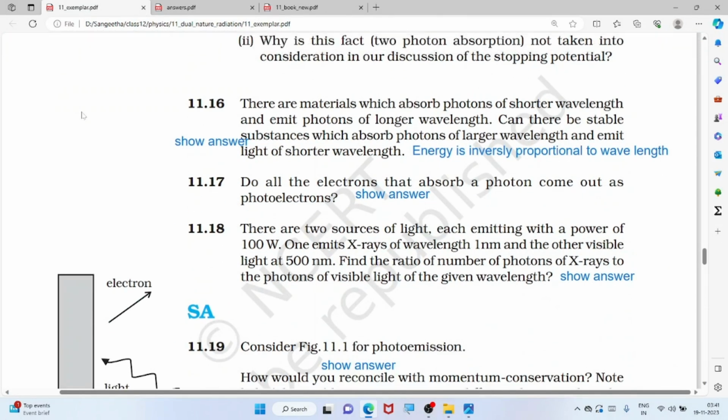There are materials which absorb photons of shorter wavelength and emit photons of longer wavelength. Can there be a stable substance which absorbs photons of larger wavelength and emits shorter wavelength? The energy is inversely proportional to the wavelength. Question 16.